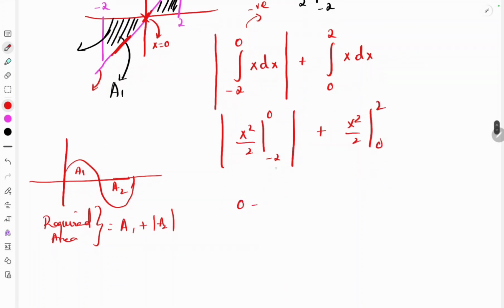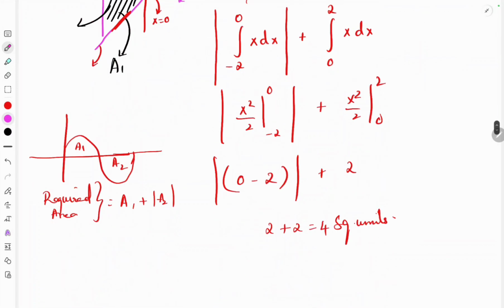So 0 minus 2 square, which is 4, so 4 by 2, which is 2. Here it is minus 2, but here it will be plus 2. So 2 square is 4, 4 by 2 is 2, 2 minus 0. So modulus of minus 2 is 2, so 2 plus 2 will be 4 square units. In area we have to write the unit also. Square units we have to write.